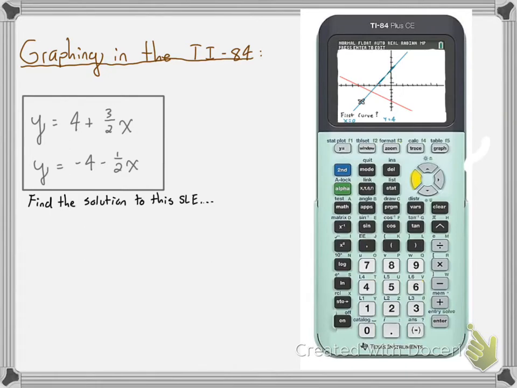Once I'm to the left of it, I'm going to press enter, and now it'll ask me for my second curve. And what I'm going to do here is move that cursor to the right of that intersection point. Once I'm there, I'm going to press enter. For whatever reason it asks you to guess, just press enter again. And now it tells you your intersection point. So your intersection point here, or your solution, is (-4, -2).